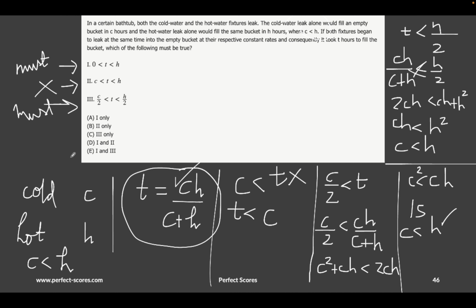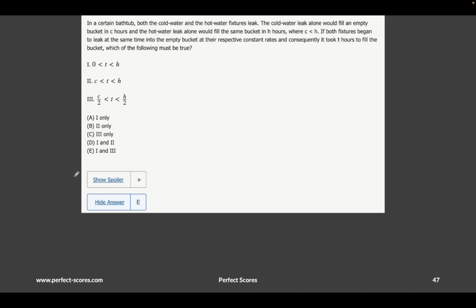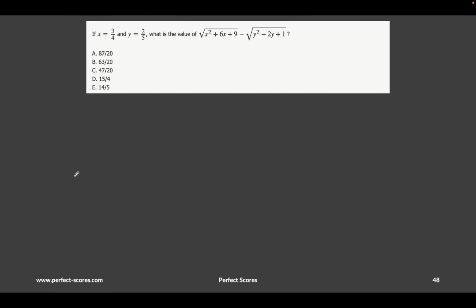So I'm getting the same expression. So the answer option E is the answer, where 1 and 3 are true here. Okay, so I hope you understood this problem here. We didn't have to deal with numbers in here. We can just solve it using algebra. I believe that is a quicker way here. Okay, moving on to the next one. So the answer is option E.